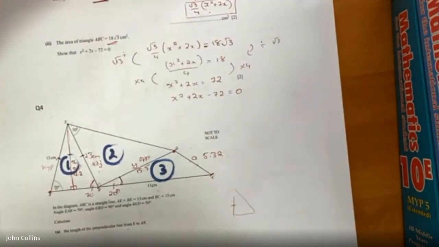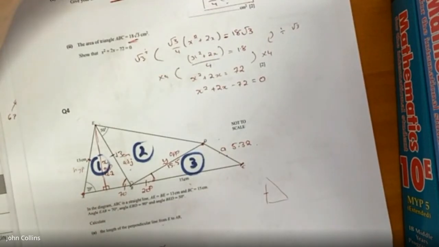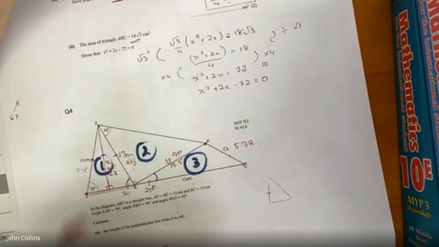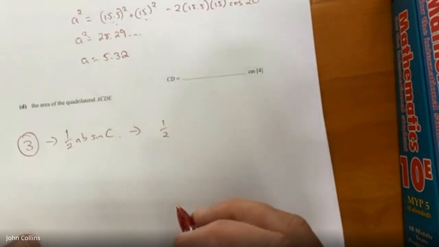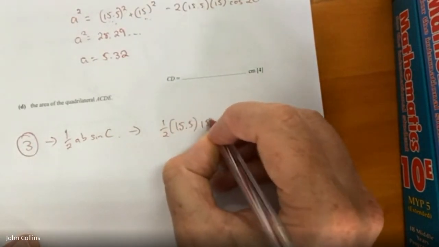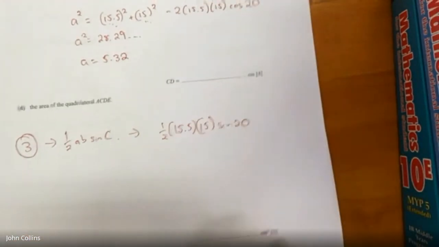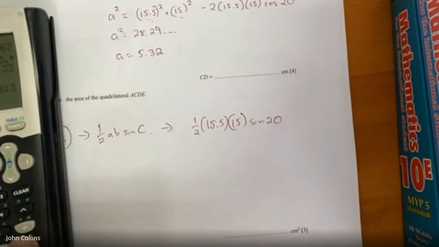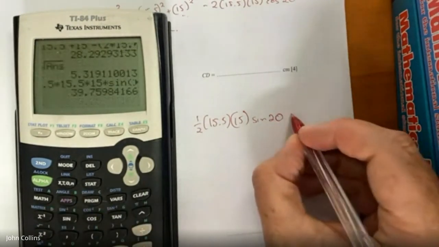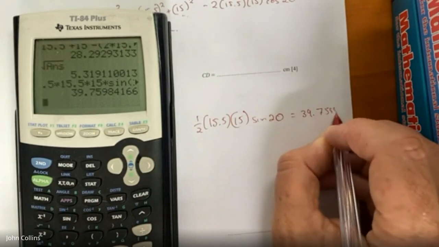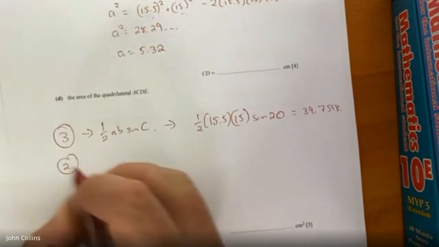Okay, so triangle 1. Do we have to find this side, do we? Maybe I'll come back to that. We just get triangle 3 done first. Triangle 3, half the base times the height, or half AB sine C, is half, 15.5, 15 sine 20. That'll give me that area. Around 39.7598.